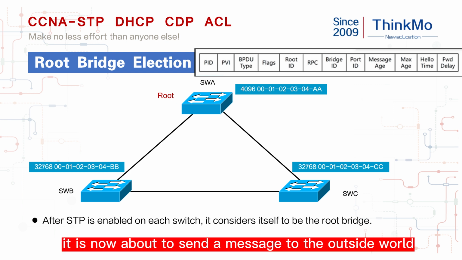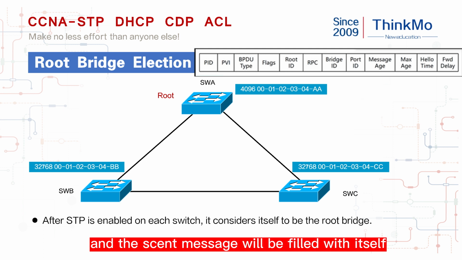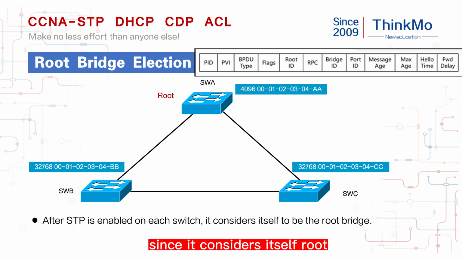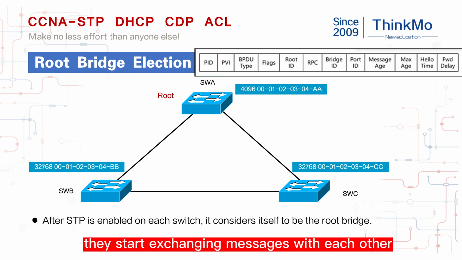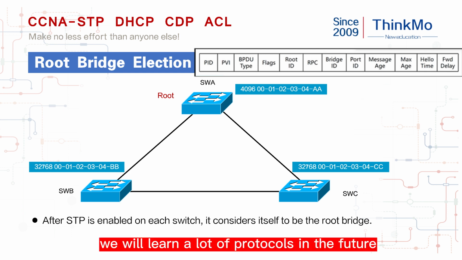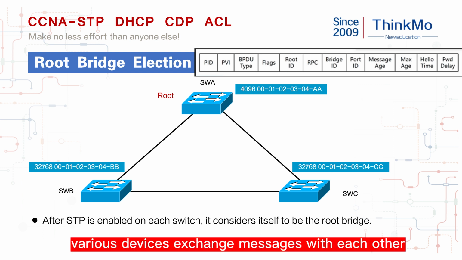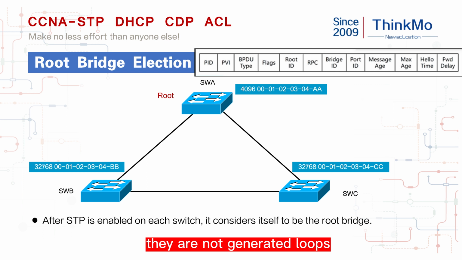It is now about to send a message to the outside world. Which parameter in the sent message will be filled with itself? Since it considers itself root, it will send out BPDU packets, and it will fill this in. They start exchanging messages with each other. But the messages exchanged between them are not called a loop. We will learn a lot of protocols in the future. In the protocol, various devices exchange messages with each other. They do not generate loops.